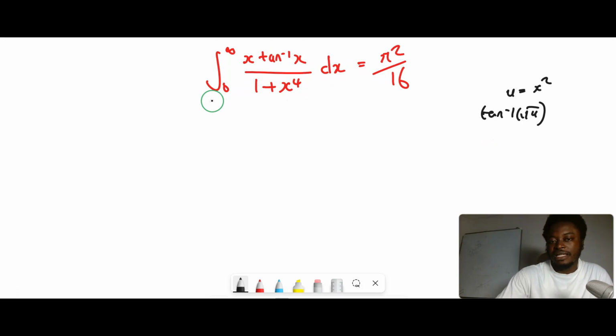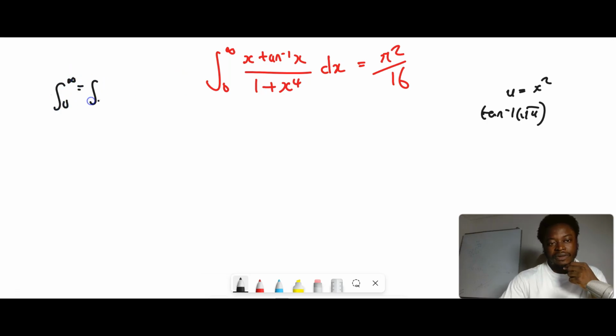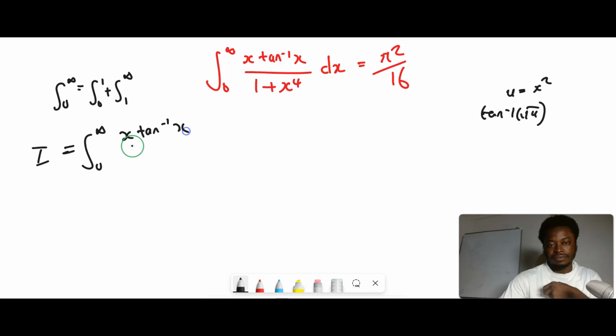So first of all, since it is difficult to make substitutions, that tells us that before we could make any progress here, we must get rid of this tan inverse. To do that, we'll start with this. We notice that the integral from 0 to infinity would be the integral from 0 to 1 plus the integral from 1 to infinity. So we're going to write this whole I to be the integral from 0 to infinity of x times tan inverse of x all divided by 1 plus x to the fourth dx.